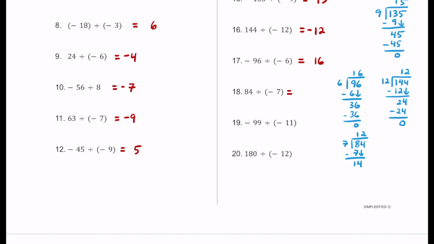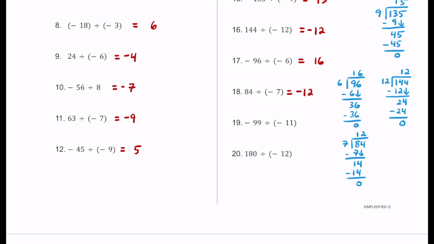Now 7 times 2 is exactly 14, so it's 14, and then we have a remainder of 0 here. So 84 divided by negative 7, instead of saying that's going to be 12, we're going to say it's the opposite of 12, or negative 12, because we had one negative sign in our problem.